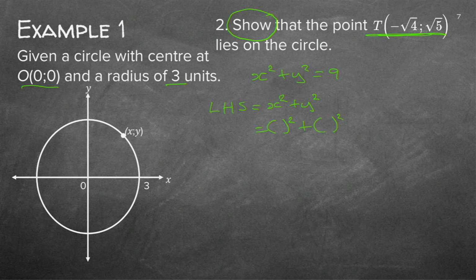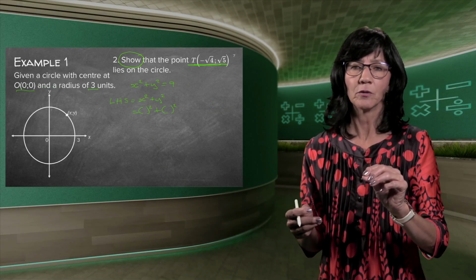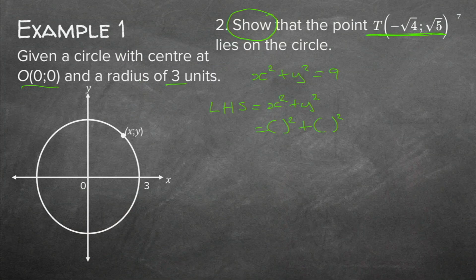You may not at all write down the 9 because then you are telling the point is lying on the circle, which is not true yet. You need to show or prove it. That's why I'm only doing one side at a time. x is minus square root 4. y is square root 5. And as you can remember, a root and a square cancel out one another. So the answer is 9. And now you can just say the left-hand side is 9. The right-hand side is 9. Therefore, that point T, I'm not going to rewrite it, does lie on the circle.